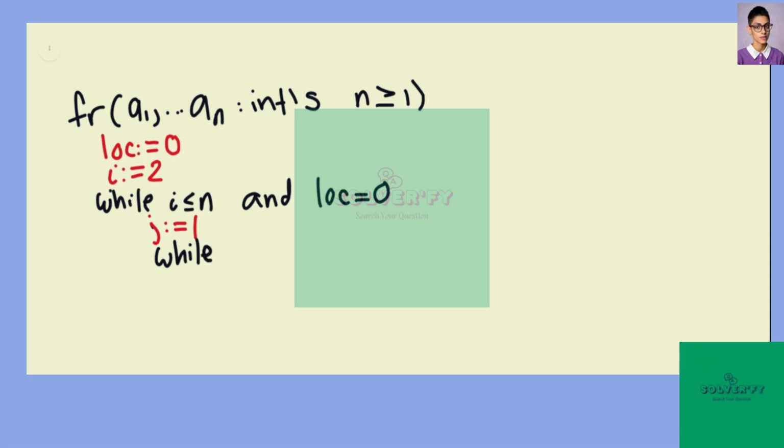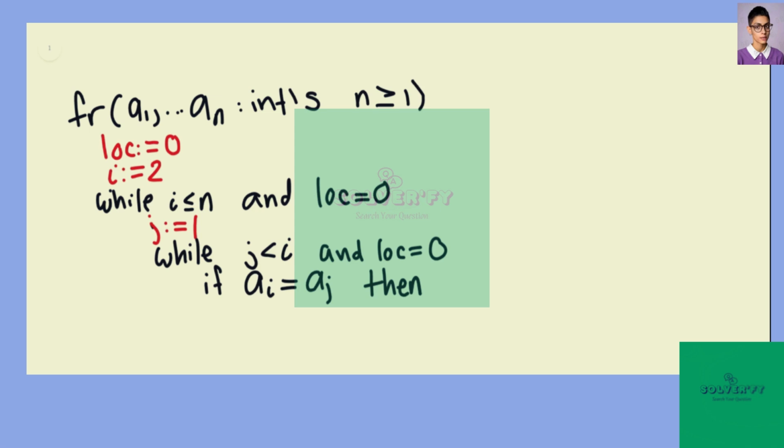And so this one, we'll say, while j is less than i, right? Because if we're at the fourth element in the list, we only want to compare that to the first 3. But we also want to make sure that the location is equal to 0. We haven't found a repetition yet. So we'll then compare the elements and see if there are any repetitions. So if a_i is equal to a_j, right, then we will want to adjust our location. And we want the location of the first occurrence of it. So we'll set it equal to i.